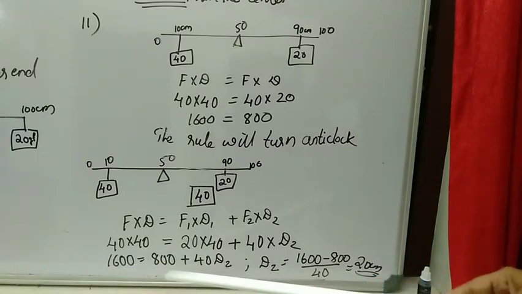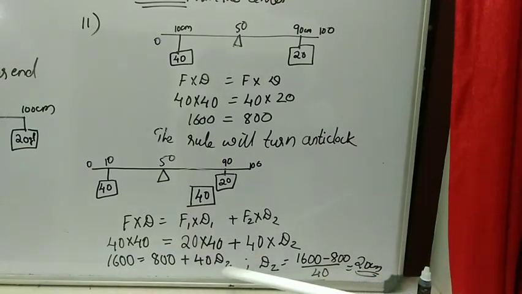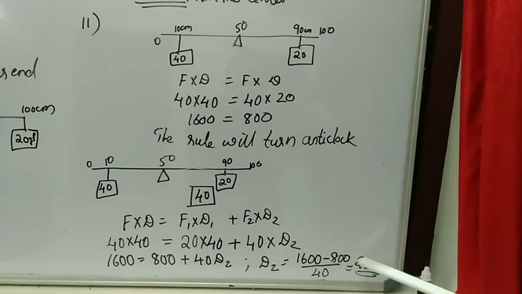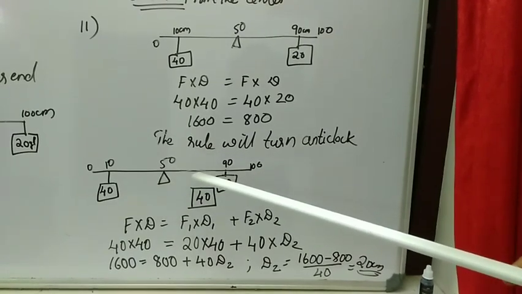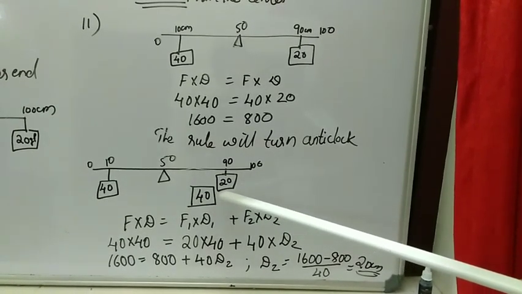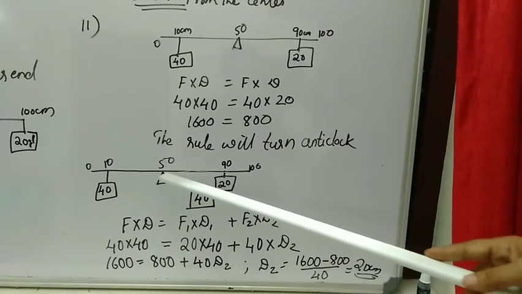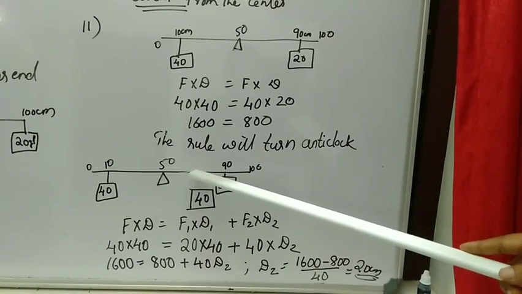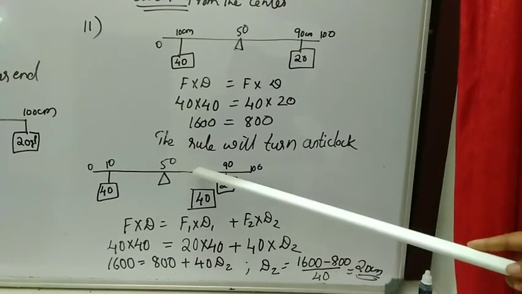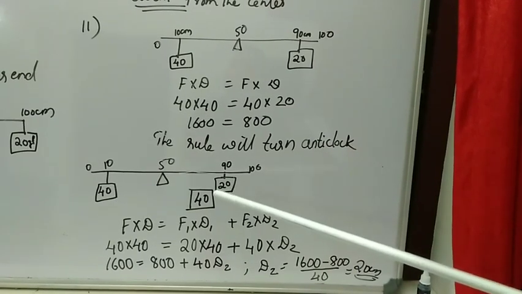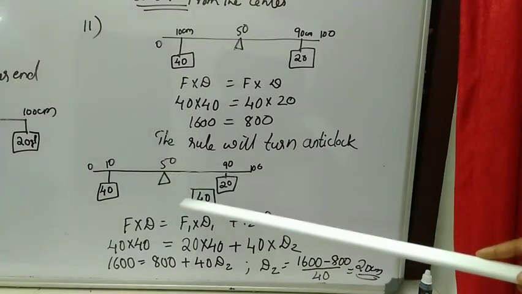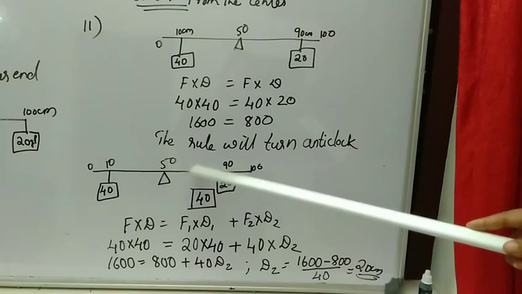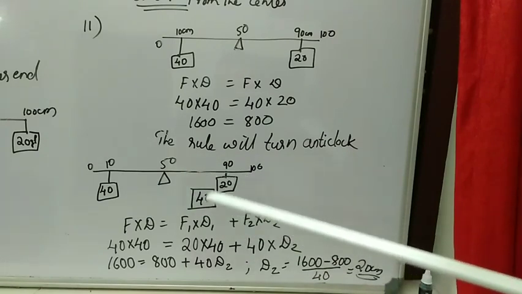So 1600 is equal to 800 plus 40 D2. Here 40 is our second weight. So what will be D2? D2 is equal to (1600 minus 800) by 40. You will get 20 centimeter. That means we should hang the extra mass of 40 gram force at a distance of 20 centimeter from the center. From the center 20 centimeter means after 20 centimeter, that is at the 70th centimeter mark. So you can write the answer in both ways: either at a distance of 20 centimeter from the pivoted point, or 50 plus 20, that is at the 70 centimeter mark on the scale.